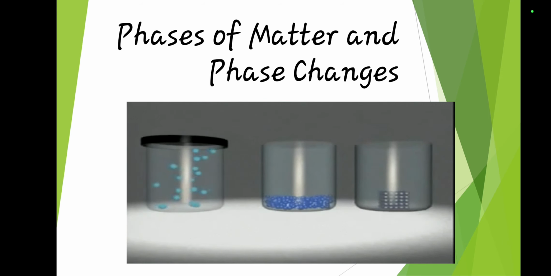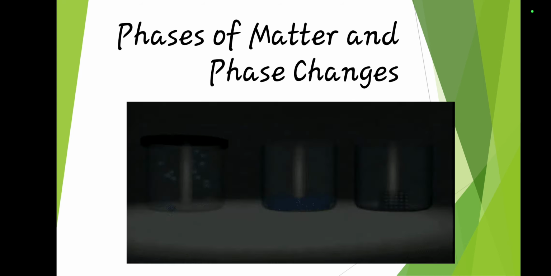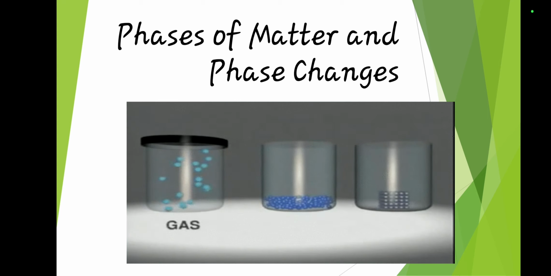This would be the phases or the changes of matter. As you can see, these are the molecules or the particles of each phase. We have the gas, liquid, and solid. From the illustration below, you can literally see the differences between the three phases.